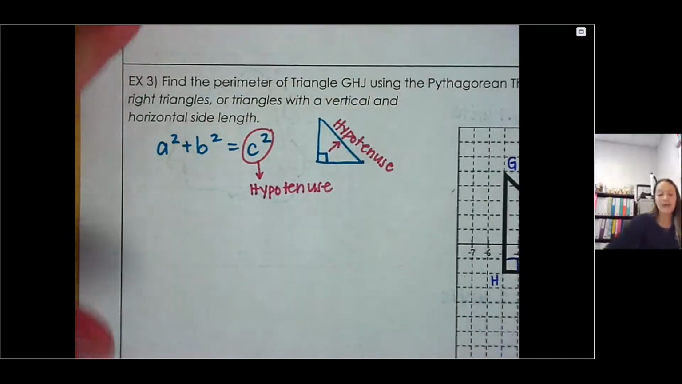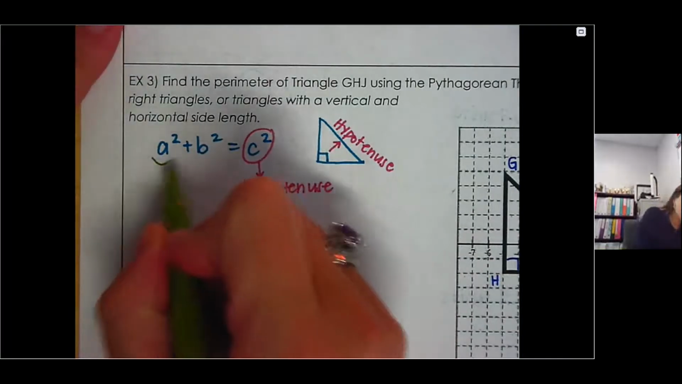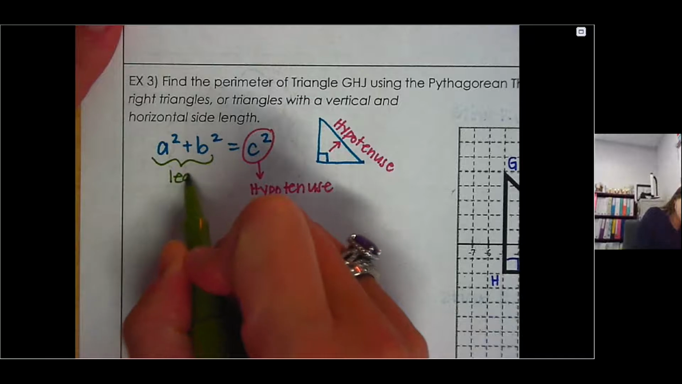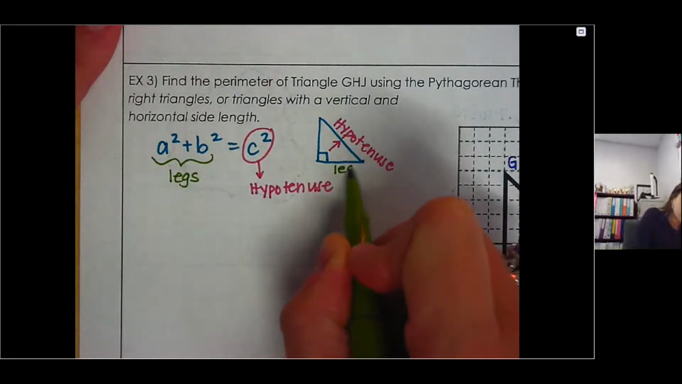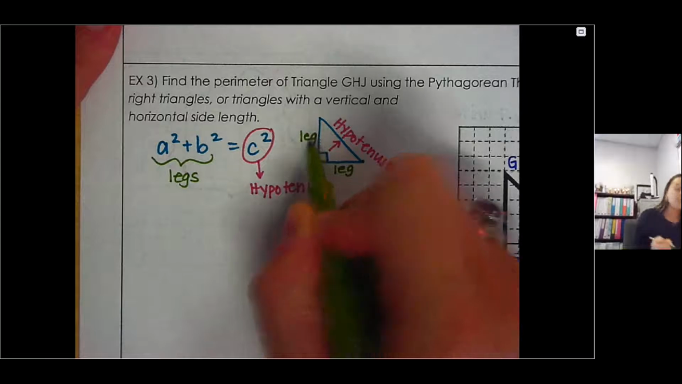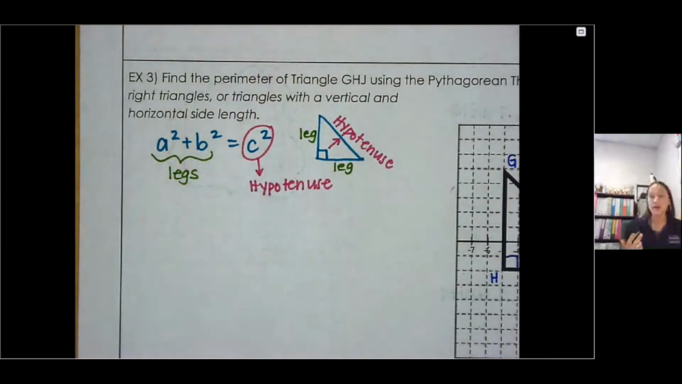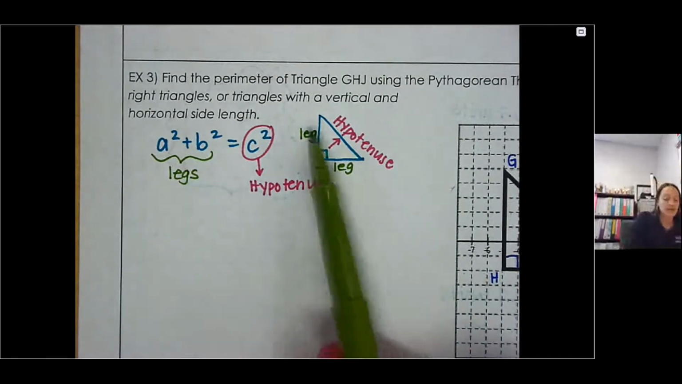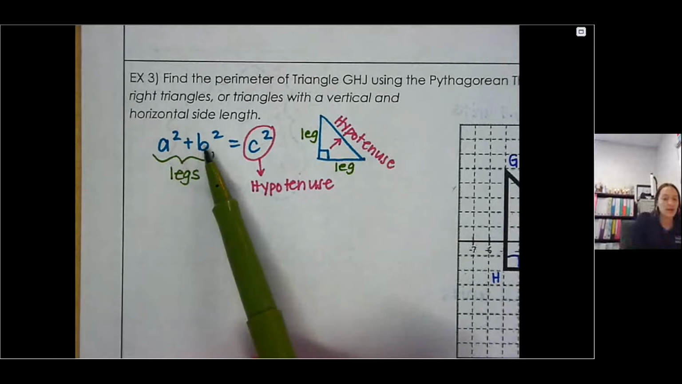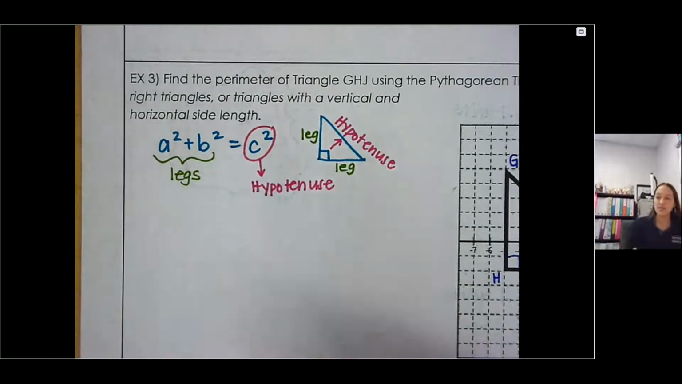Okay, it has to be that. The other two, the A and the B, are the other two sides of the triangle, and they're called the legs of the triangle. So think about it: a triangle has two legs. It doesn't matter which one goes where, but you put the two lengths of the legs in your A and your B values. You put the length of your hypotenuse in your C value, and then you would essentially solve it like an algebra problem for whatever it is that you're missing.